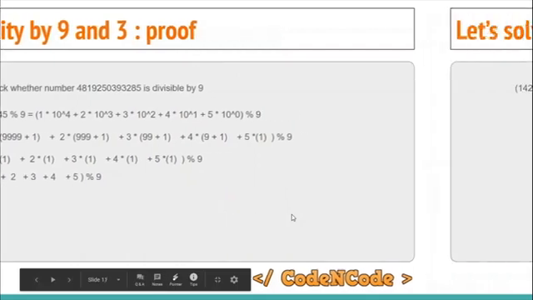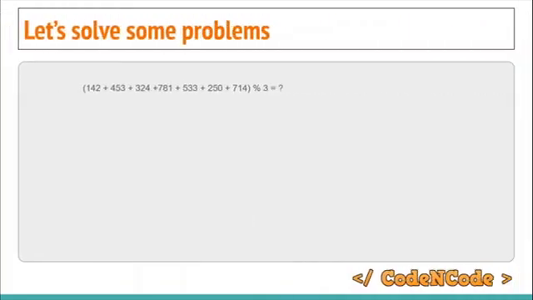After we have studied this, here comes a question. What is the expression sum modulo 3?